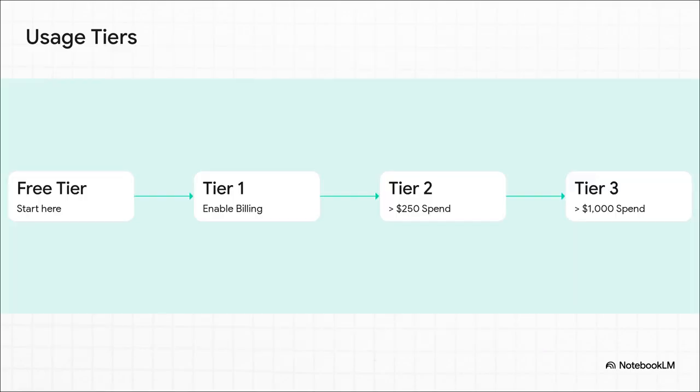So, how do you get more capacity? Well, Google has this really cool system where you basically level up as you grow. Everybody starts in the free tier. The second you enable billing, you're in Tier 1 with higher limits. Then, as your application gains traction and you start spending more on Google Cloud, you automatically level up to Tier 2 and Tier 3. It's designed to scale right along with your success.